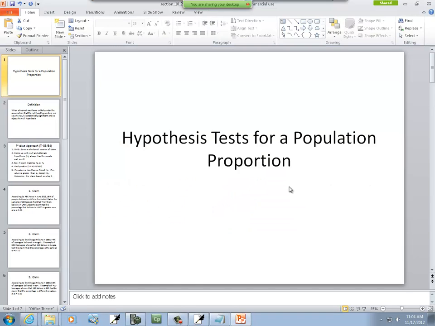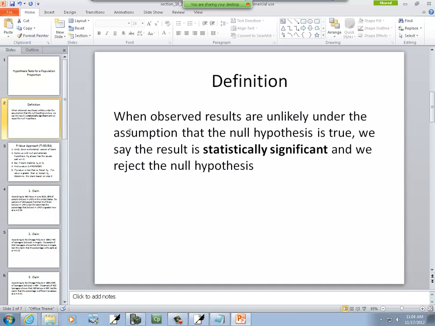Let's take a look at a hypothesis test for population proportion. And we have a definition. When observed results are unlikely under the assumption that the null hypothesis is true, we say the result is statistically significant and we reject the null hypothesis.